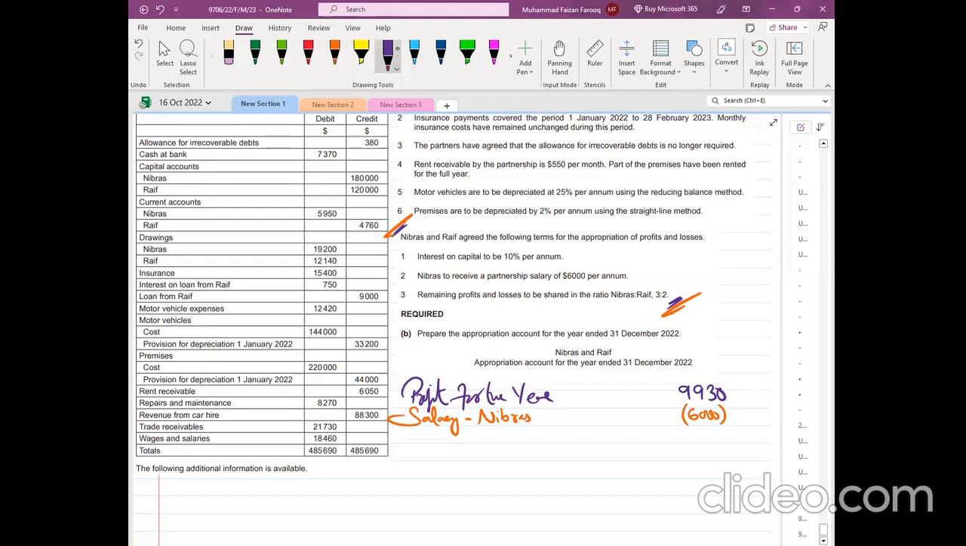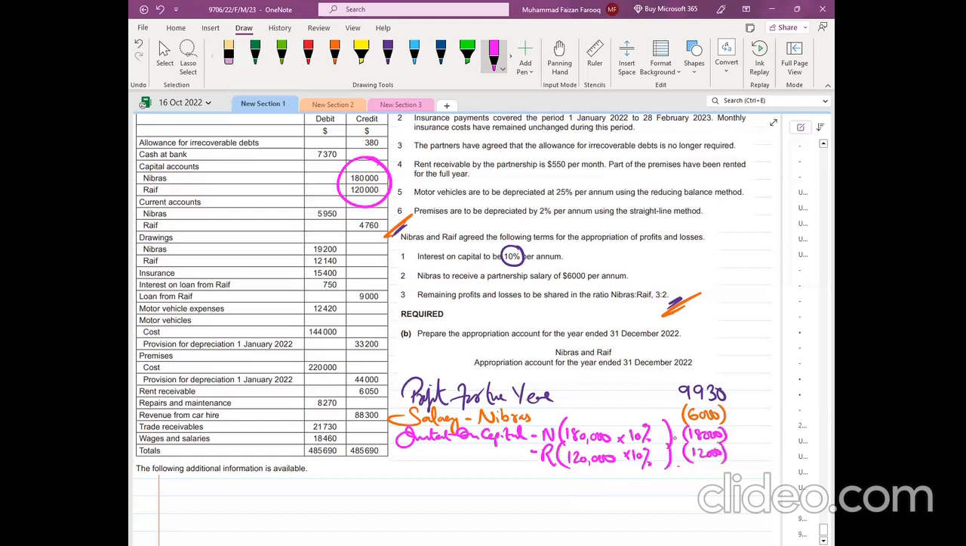Then interest on drawing. There is no information on the percentage of interest on drawing, so there is no interest on drawing in this particular question. Then interest on capital. Two partners, Nibras and Rai. The interest on capital percentage is given, which is 10%. We are all aware that interest on capital applies on the amount of capital, right or wrong? What are the capital amounts for both of them? It's always given: 180 and 112. So 10% is easy: 18,000 and 12,000.